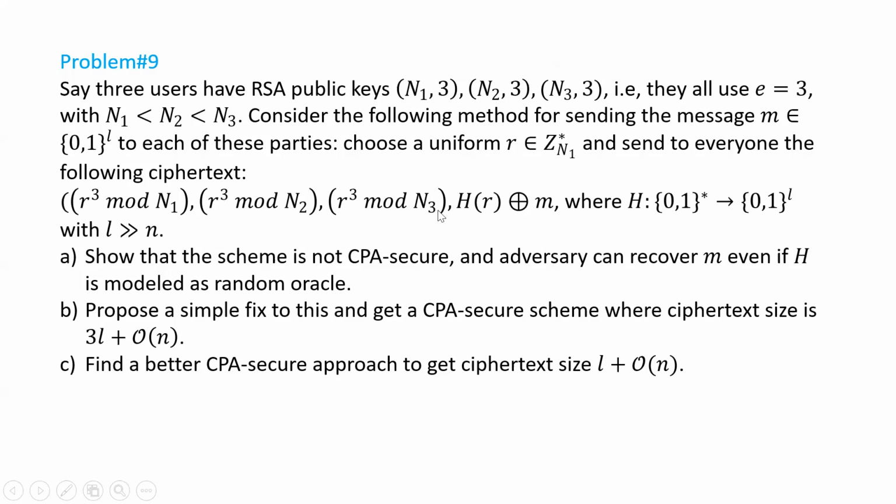But even if they are co-prime to each other, you are keeping the value of E equal to 3, the same for all these cases, and 3 is a very small value. So computing the cubic root of any given number modulo some integer N is easy. Let's denote the first three components as S1, S2, and S3.